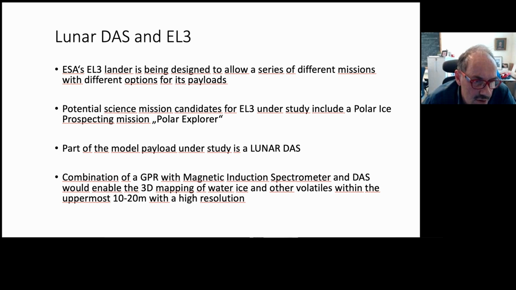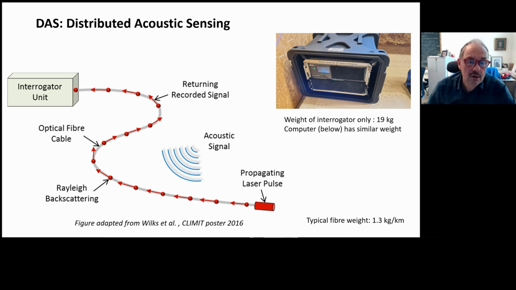It will be combined with the GPR, ground penetrating radar system, and a magnetic induction spectrometer, and DAS. So we have 3 different tools that we propose. Stavros has explained this in the previous talk. The DAS interrogator is a laser source that exploits the backscattering in the fiber. And of course, the nice thing about fibers is that they are light, so it's not too much weight. The interrogator, which you see here, weighs 19 kilos.